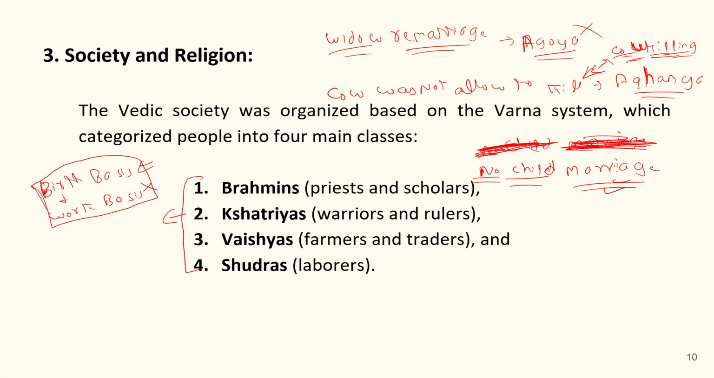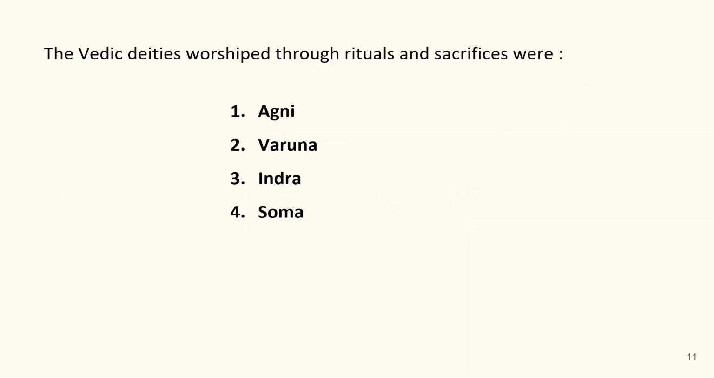So here we have gone through this society and religion. Now come to one more point which I would like to tell you: the Vedic deities worshipped through rituals and sacrifices were Agni, Varun, Indra, Som. So these deities or gods were worshipped the most: Agni, Varun, Indra, and Som.